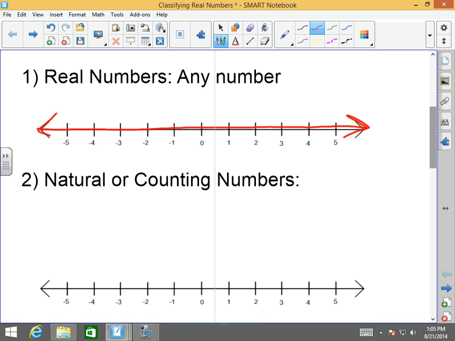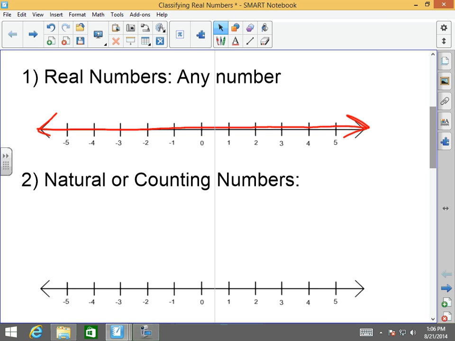Now, as you keep going on in math, you are going to find out that there's something called an imaginary number or a complex number. That is not a real number. Today, we're just going to deal with a set of real numbers. So a real number is any number, okay?